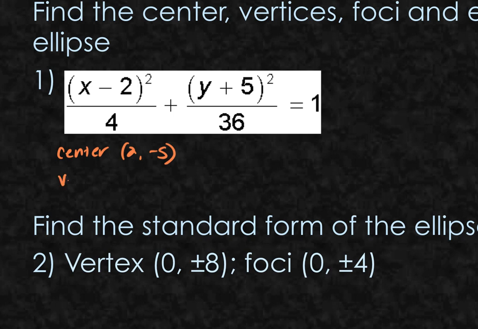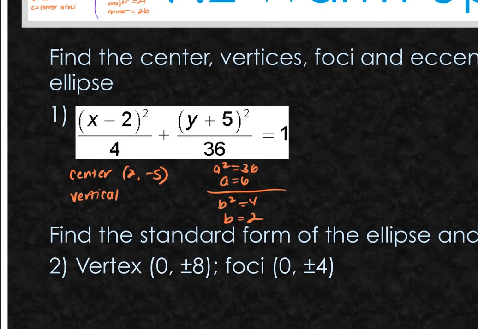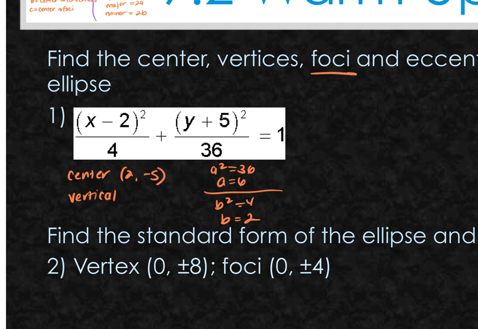It's vertical because the y has the bigger denominator. Speaking of that bigger denominator, that's your a squared, right? Yeah. So a squared is 36, which makes a 6. B squared is 4, which makes b 2. If I was just graphing it without the foci, that's enough information to get you what you need. But your foci is C, so you have to find that either way.